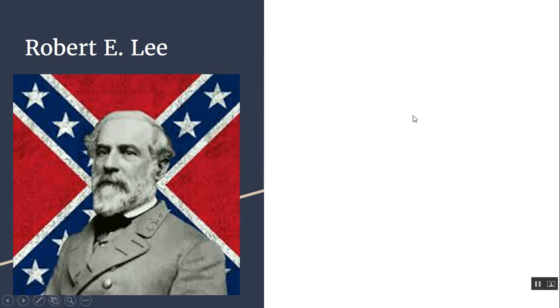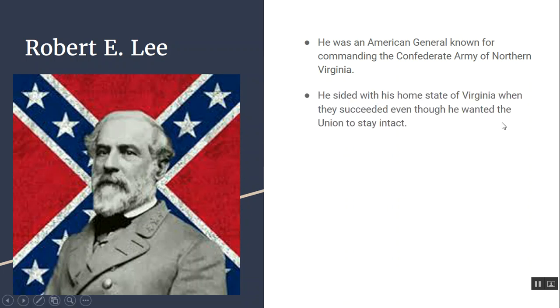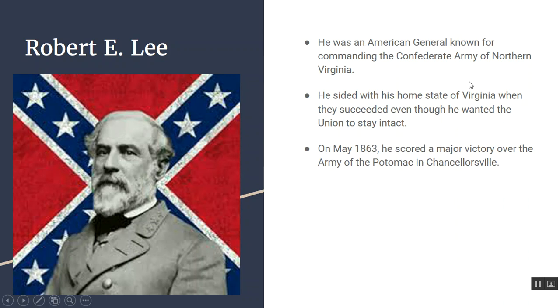Robert E. Lee. He was an American general known for commanding the Confederate Army of Northern Virginia. Interestingly enough, he was actually asked by Lincoln to be the leader of the Union Army, but he turned it down because he chose to side with his home state of Virginia when they seceded from the Union in April 1861. Overall, he would have rather had the Union stay intact, but he knew this wasn't a possibility at the time. He was a very shrewd tactician and battlefield commander. He won most of his battles against far superior Union armies.